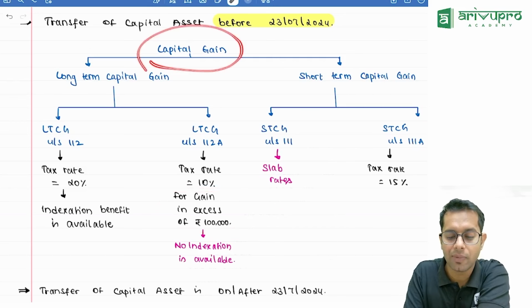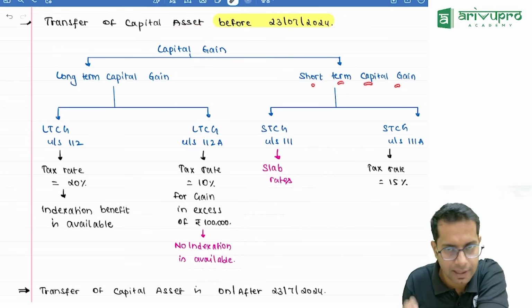Anyways, I'll talk about the capital gain for short-term capital gain. Tax rate.